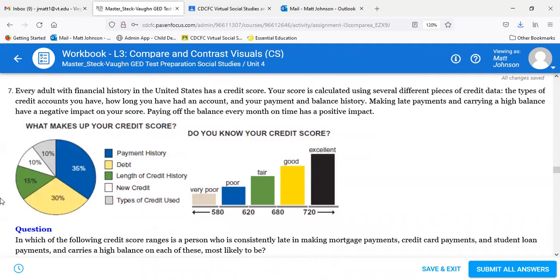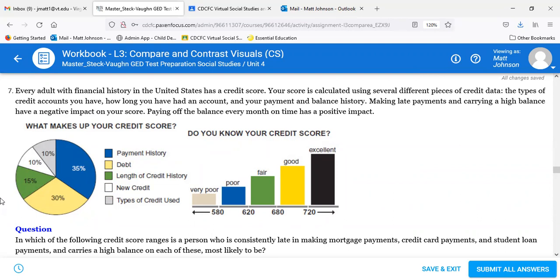Looking first at the pie chart, what makes up your credit score? We have payment history, debt load, length of credit history, new credit, and types of credit used. And do you know your credit score? Under 580 is a very poor score, 580 to 620 is poor, 620 to 680 is a fair score, 680 to 720 is good, and anything over 720 is excellent.